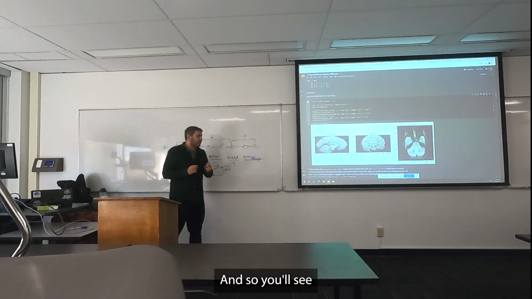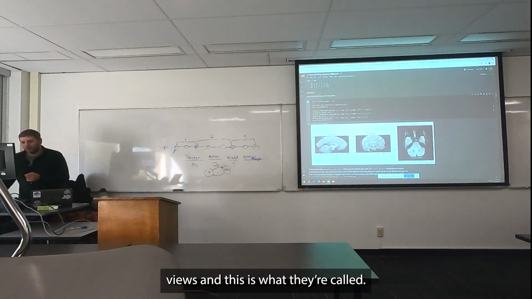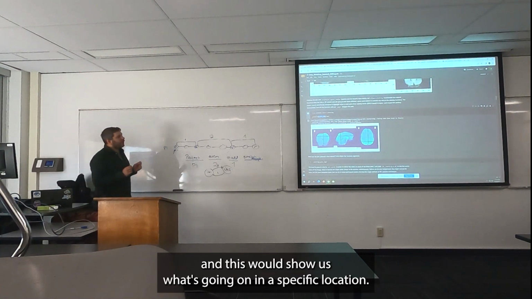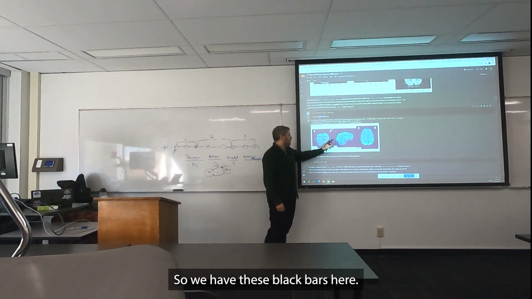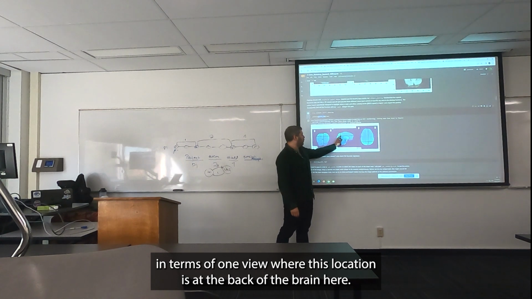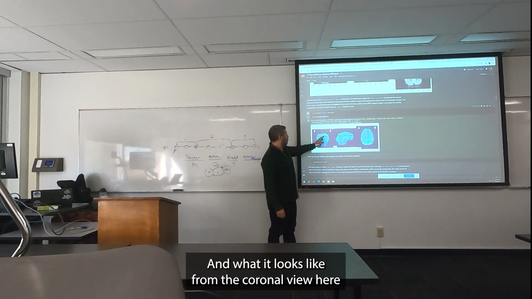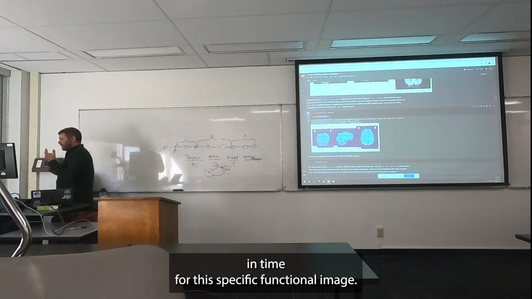So you'll see often different views and what they're called. We can call the plot image function on these nifty images that we've loaded as well, and this would show us what's going on in a specific location. We have these black bars here, so in terms of one view, this location is the back of the brain here, and this is what it looks like from the coronal view here. And it tells us the activity of what's going on at this specific moment in time for this specific functional image.